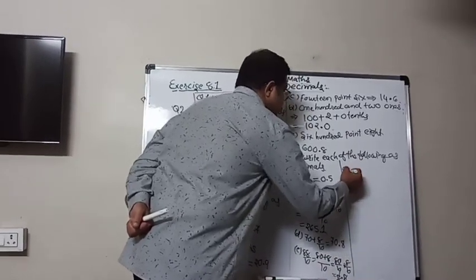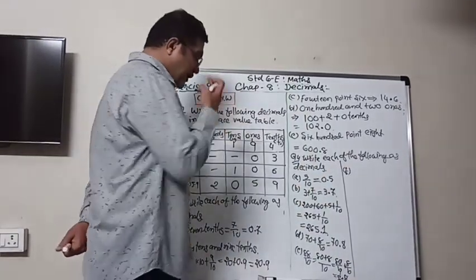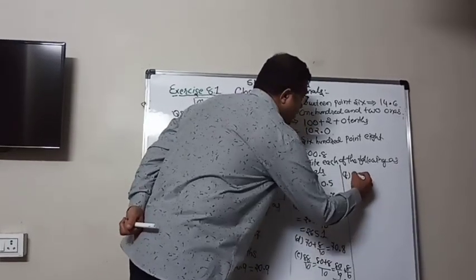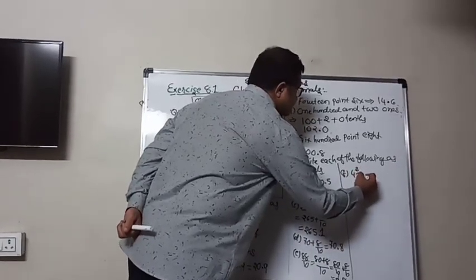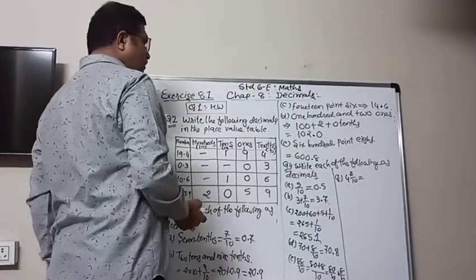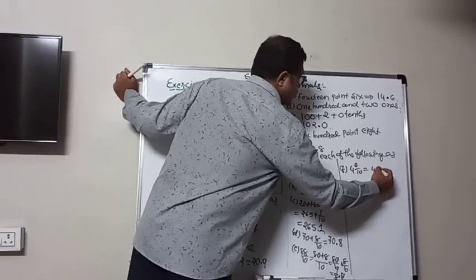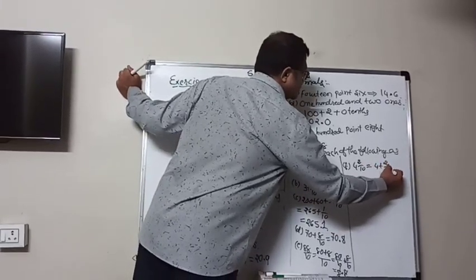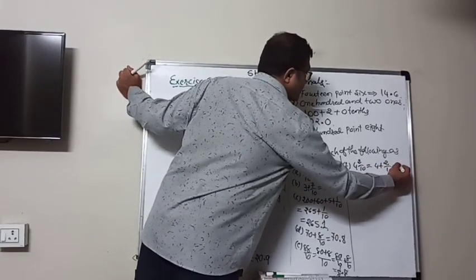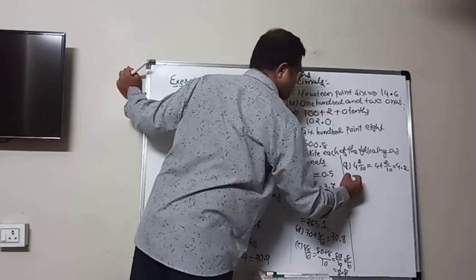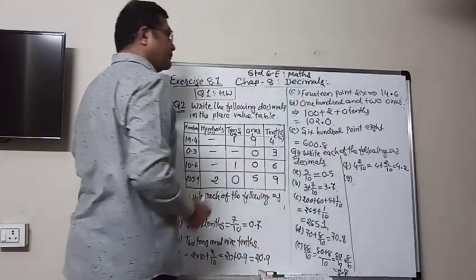F. In F it is 4 integer 2 upon 10. Now 4 integer 2 upon 10 can be separated as 4 plus 2 upon 10, and that will be 4, and 2 upon 10 is 0.2. So it is 4.2.